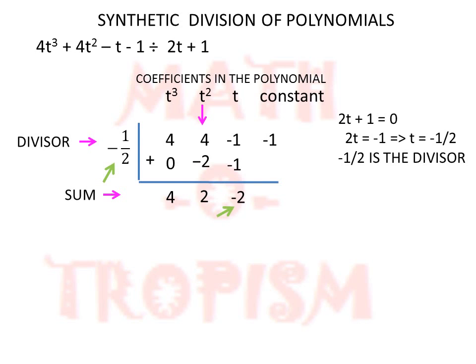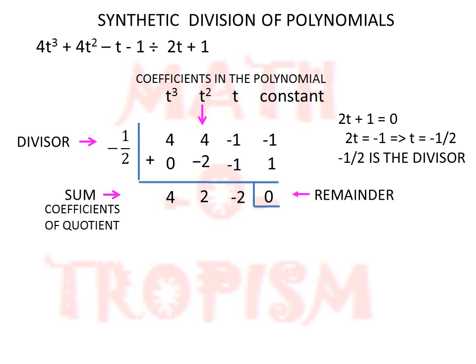Then what will be the entry under the last term minus 1? Minus 1 by 2 into minus 2 will come to plus 1. So what is the remainder now? The remainder has become 0. So it means this again is a cubic polynomial. The last row will be the coefficients of the quotient, being 4, 2 and minus 2. Under that I am writing t square, t and the constant term.